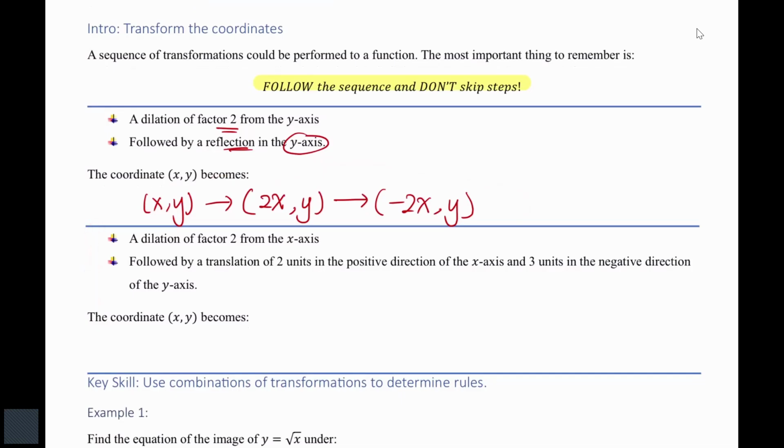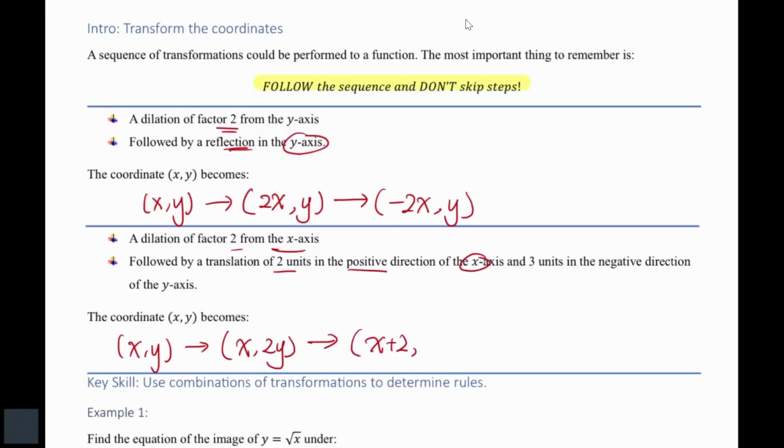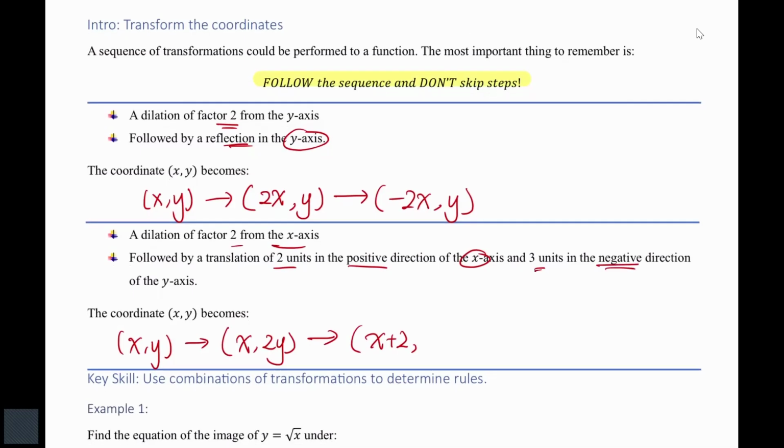All right. A dilation of vector 2 from the x-axis followed by translations. Now, don't worry about translation yet. We do dilation first. So start with (x, y). We do a dilation of 2 from x, so 2 from x changes y. We have (x, 2y). And we do translations next. By translation of 2 units in the positive direction of x, that means x should be added by 2. Now, 3 units in the negative direction of the y-axis, so that means my y-coordinate should decrease by 3 because it's the negative direction. It's 2y minus 3.